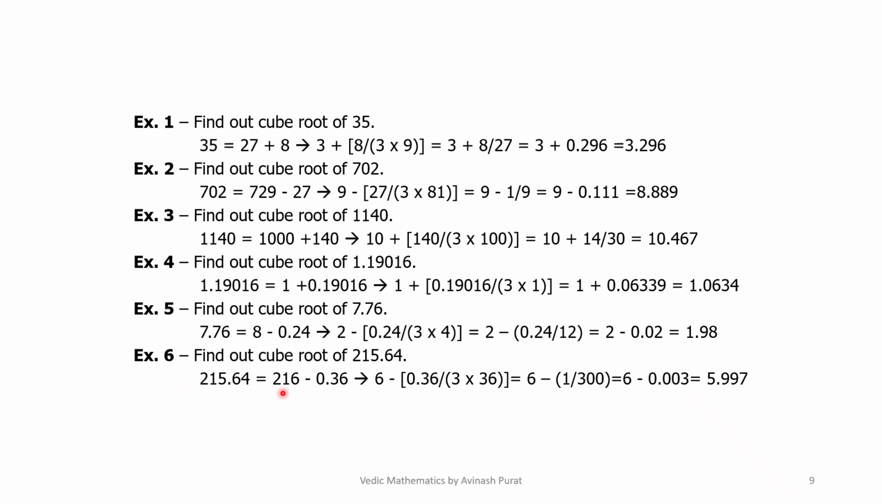Example 6: find the cube root of 215.64. 215.64 equals 216 minus 0.36, where 6 is the cube root of 216. So 6 minus 0.36 divided by 3 into 6 square, 36, that is equal to 6 minus 1 over 300, equal to 6 minus 0.003, that is 5.997.